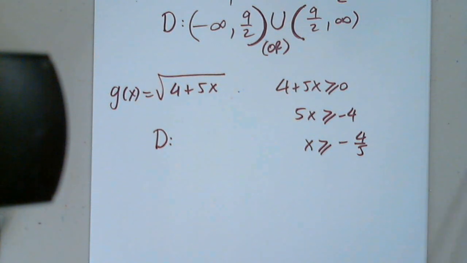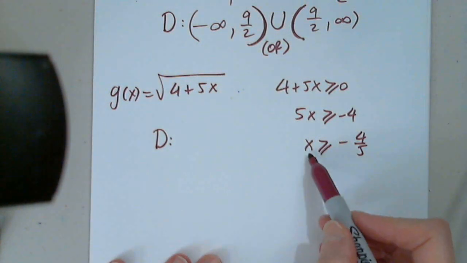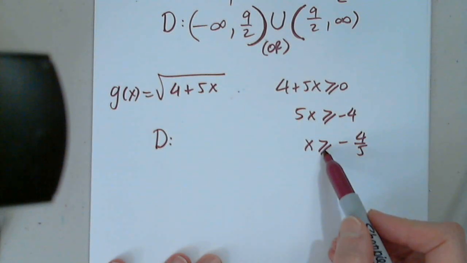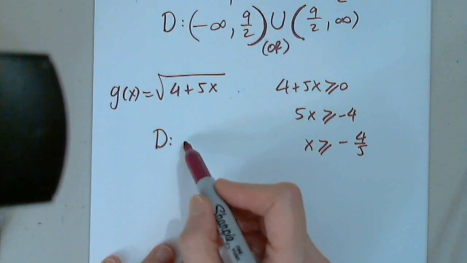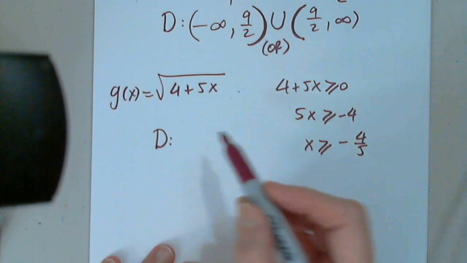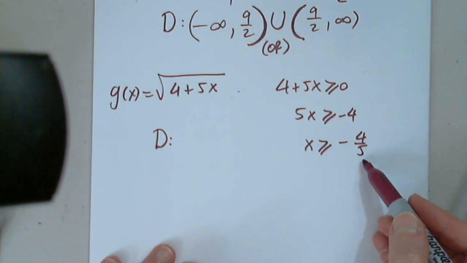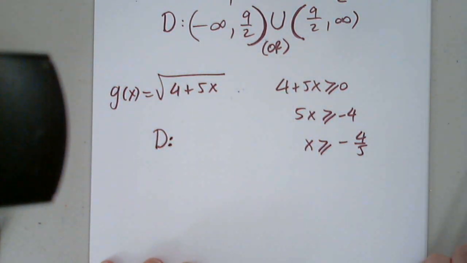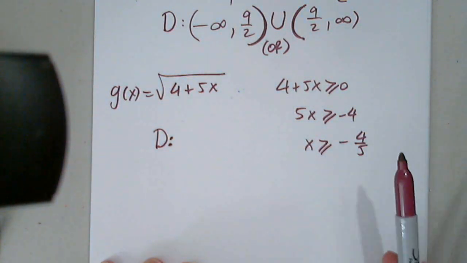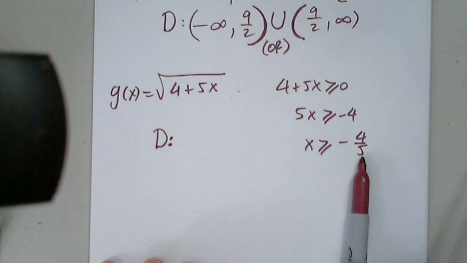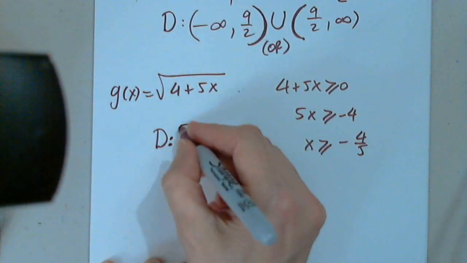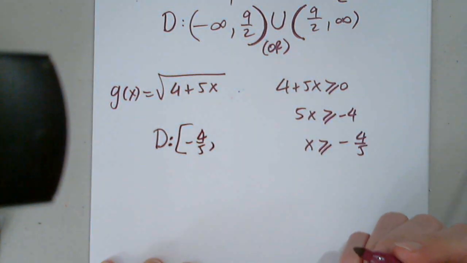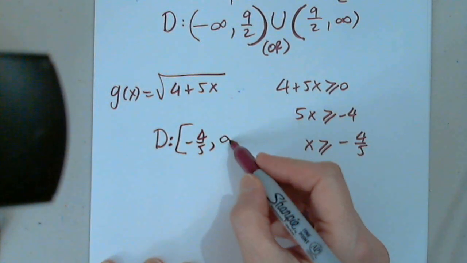X greater than or equal to -4/5. I have to start at -4/5. It says greater than or equal to this one. Right? So it says greater than or equal to -4/5. Would it be a bracket and then -4/5? Yes, and then comma, infinity. Excellent.